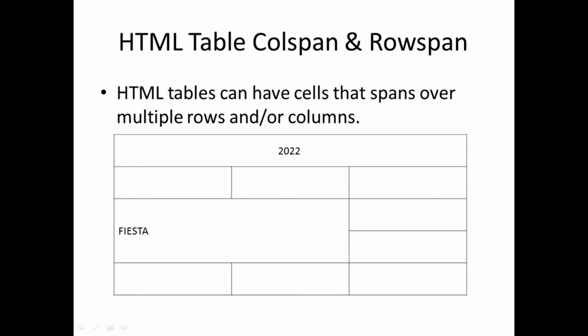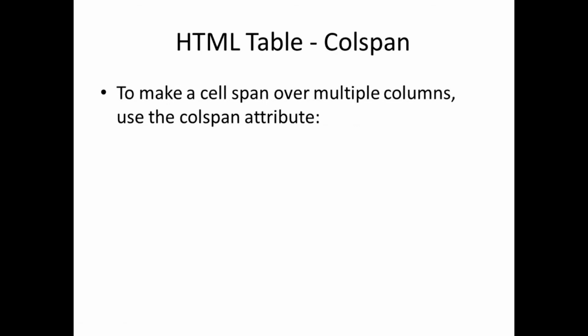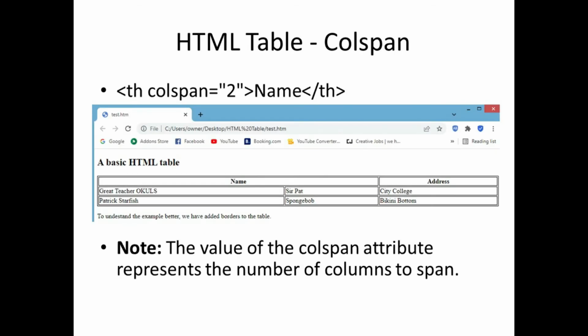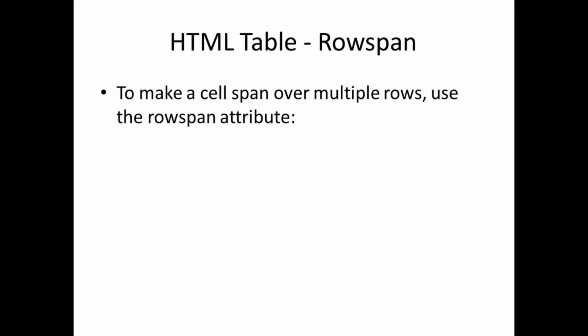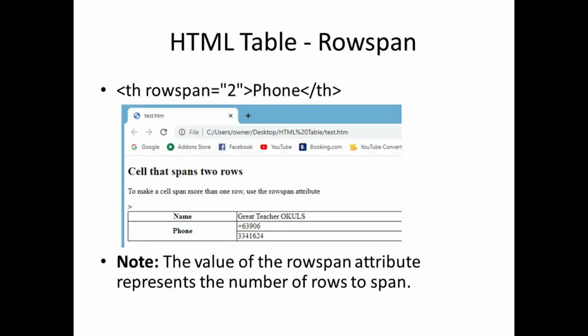HTML table colspan and rowspan. HTML tables can have cells that span over multiple rows and/or columns. HTML table, colspan. To make a cell span over multiple columns, use the colspan attribute. Note, the value of the colspan attribute represents the number of columns to span. HTML table, rowspan. To make a cell span over multiple rows, use the rowspan attribute. Note, the value of the rowspan attribute represents the number of rows to span.